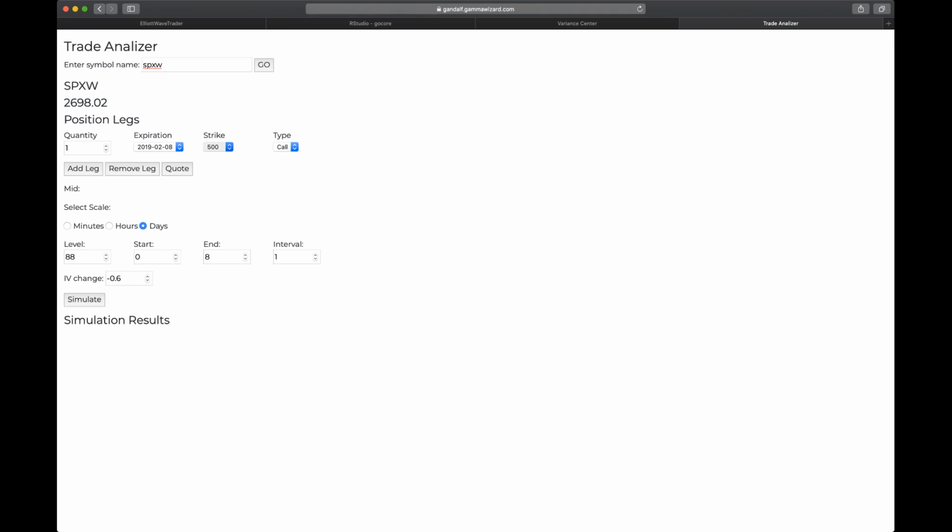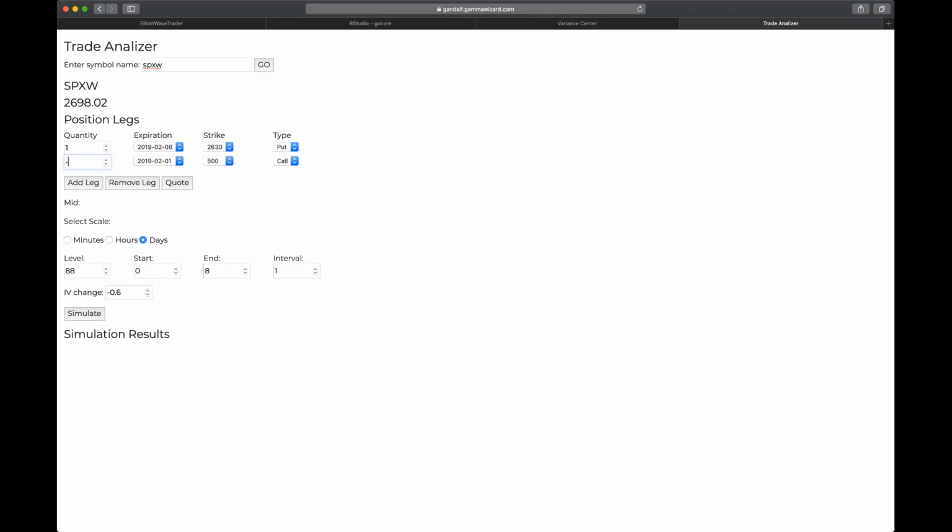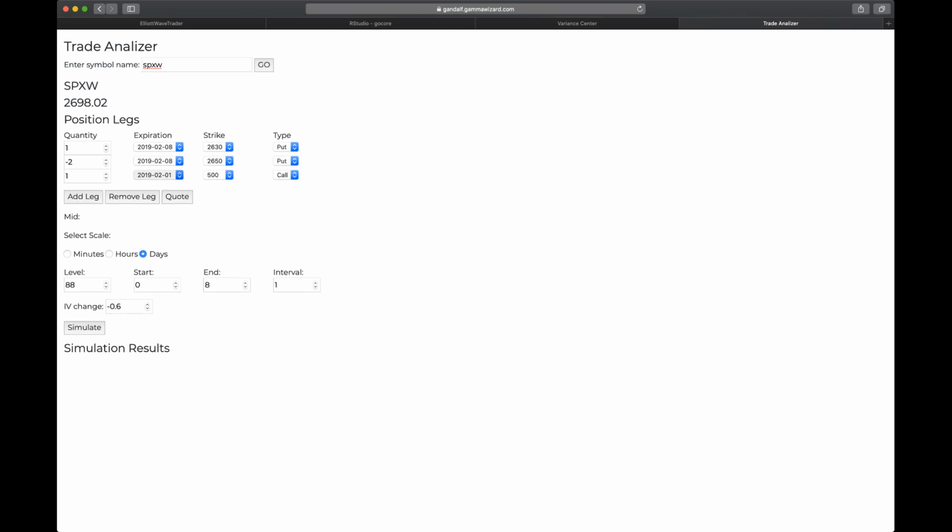2,650. So I'm going to put, this is the first leg, and this is a put butterfly. Then I'm going to put a short leg with -2, because a butterfly is 1, -2, 1, if you remember. So I do 2,650 right here. This is a put. Then I add another leg for 2,670. And then this is my butterfly, and I am going to quote it.